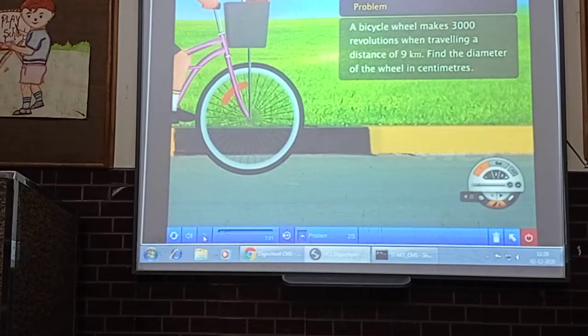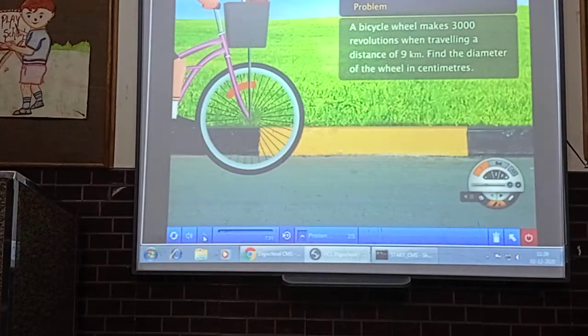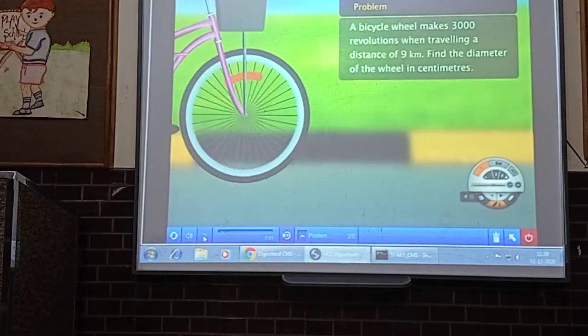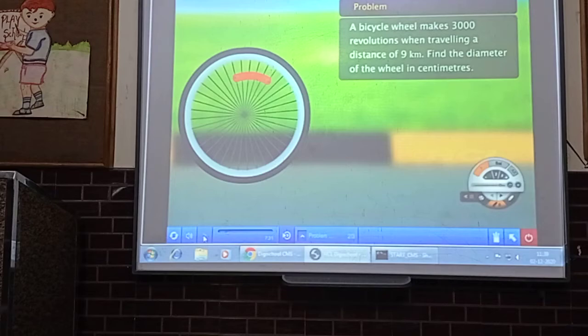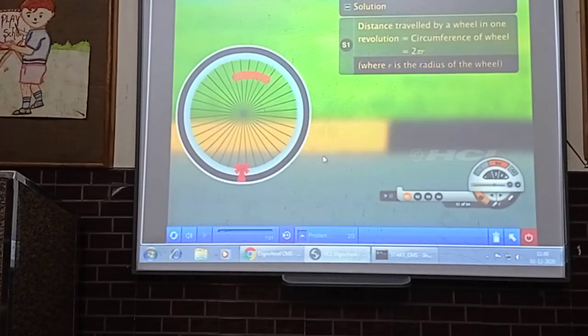A bicycle wheel makes 3,000 revolutions when traveling a distance of 9 kilometers. Find the diameter of the wheel in centimeters. One revolution is the circumference of the wheel.